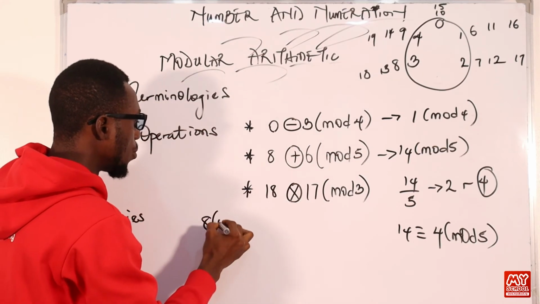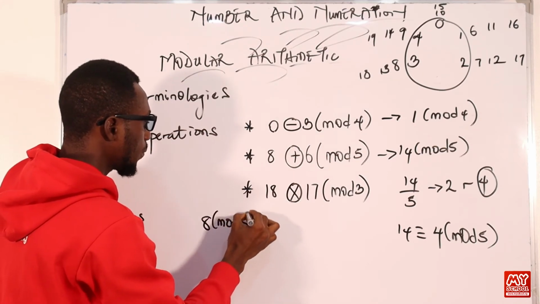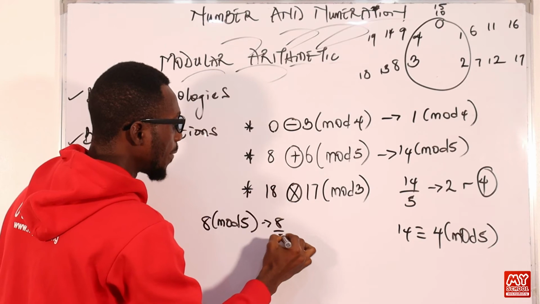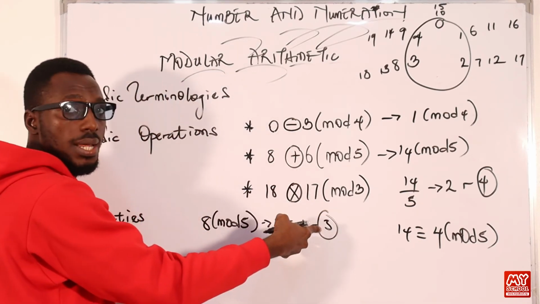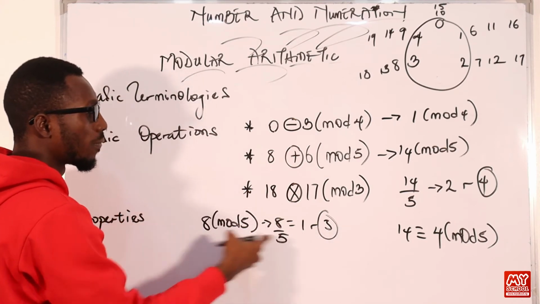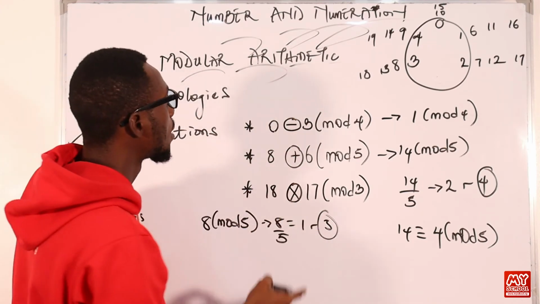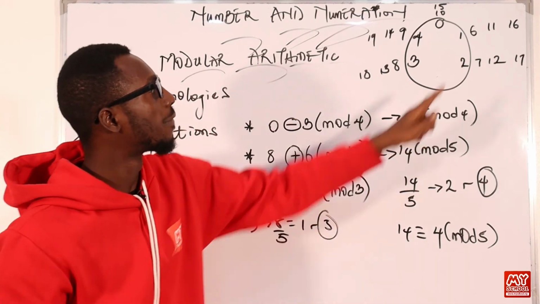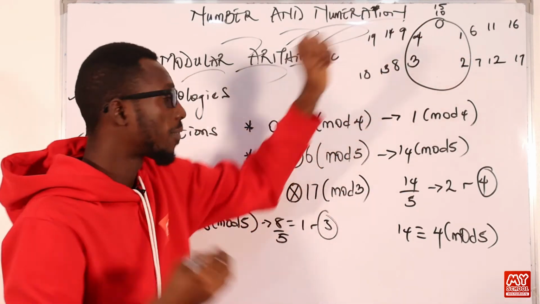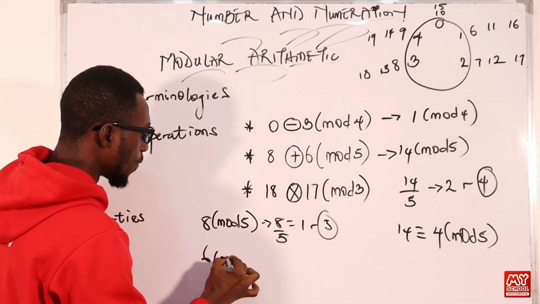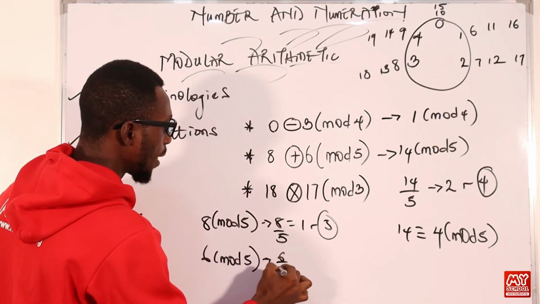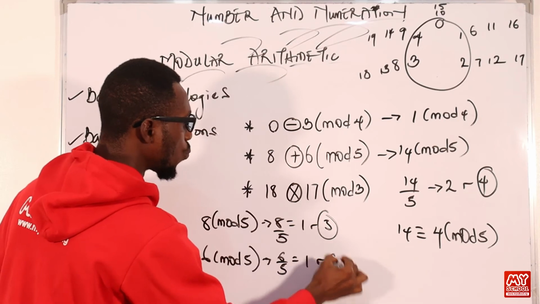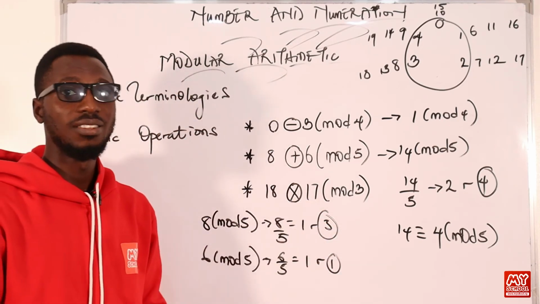Remember that 8 in modulo 5 means 8 over 5, right? That is 1 remainder 3. So what am I concerned with? The 3. So I know that 8 in modulo 5 is actually 3, isn't it? Then what about 6 in modulo 5? That is 1, but we can confirm that again. 6 in modulo 5, so that is 6 over 5. That is 1 remaining 1. Do we see that?